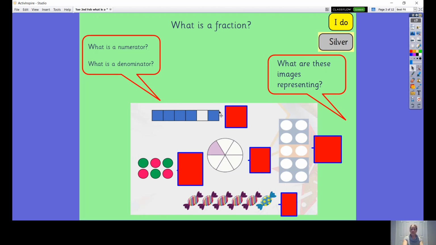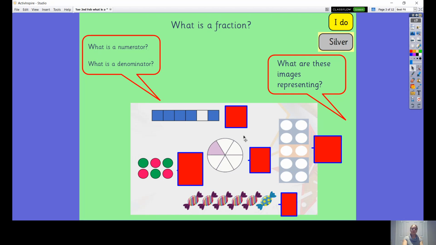Okay, so have a little think about what these images are representing. If you could pause it for a minute, see if you can write down the fractions for these numbers. And just to say, for this one, it's how many are pink there. And for this one, we'll do how many are spotty. Okay, off you go.